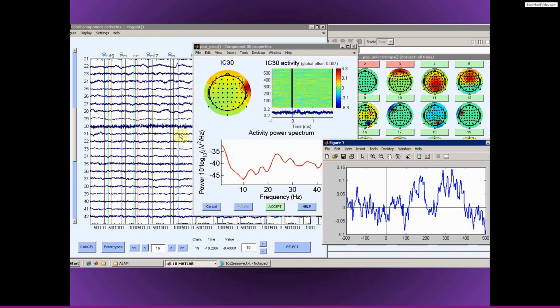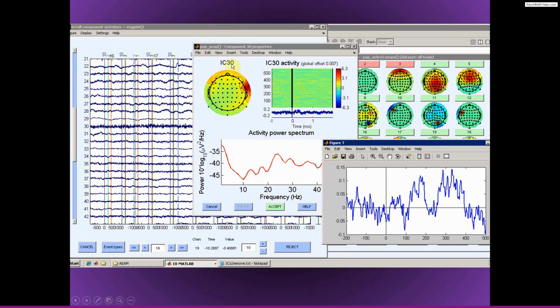Let's see, here's another example. This one gets a little bit trickier now. We see this one has a characteristic muscle EMG artifact property. It's mainly driven by one electrode, and it's sort of on the face basically. So you can see there's a lot of noise in this component. You do also see something that looks like a pretty clear task-related response. This power spectrum shows a big EMG response.